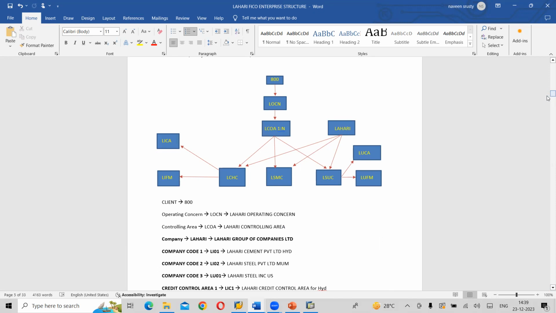I'll explain each and everything. So this is the practical part, what we are going to do: designing organization structure.